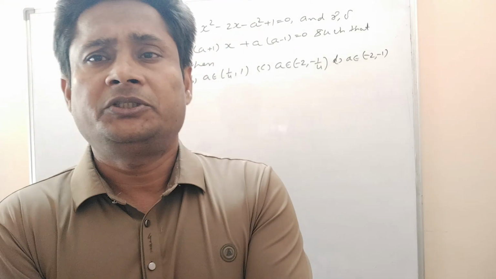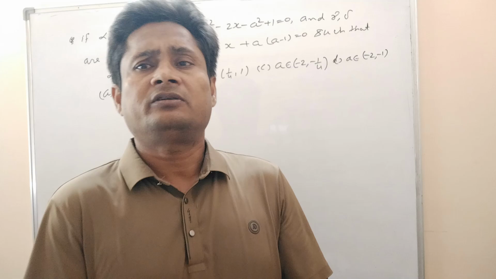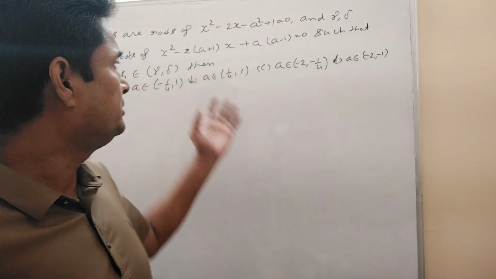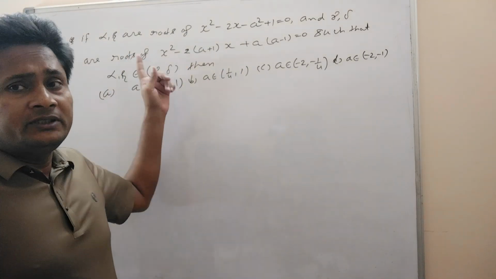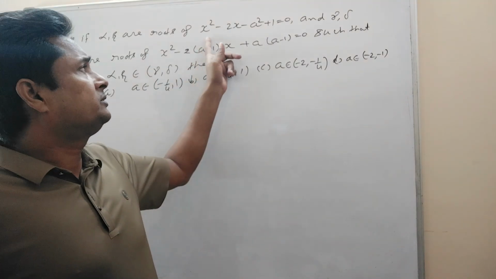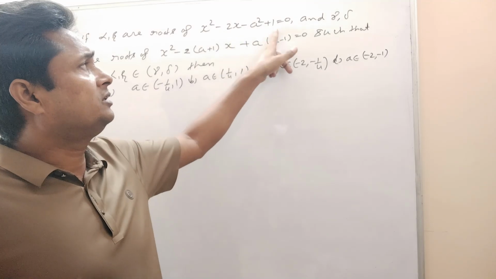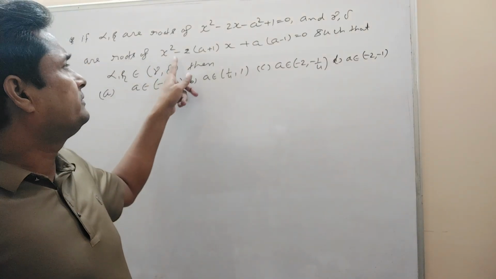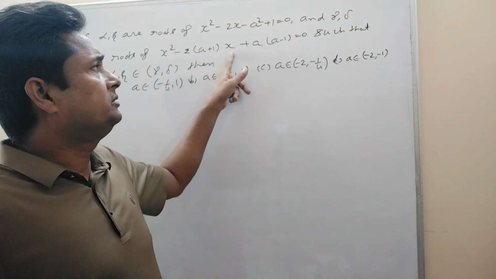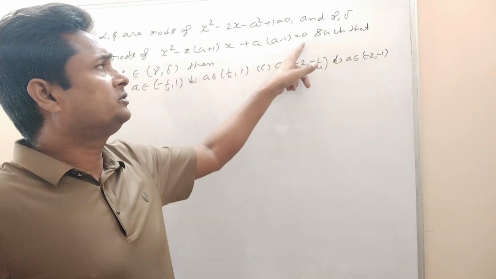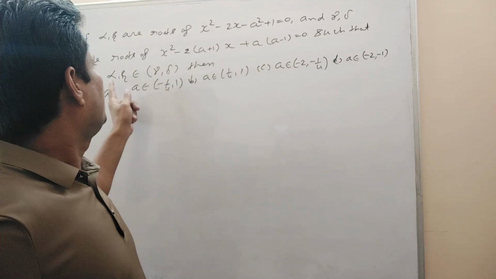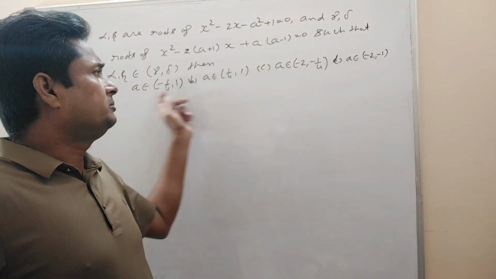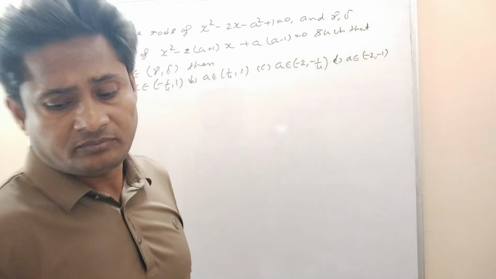We are discussing questions based on location of roots of quadratic equations. So let us do this question. If alpha, beta are roots of x square minus 2x minus a square plus 1 is equal to 0, and gamma, delta are roots of x square minus 2 times (a plus 1) into x plus a into (a minus 1) equal to 0, such that alpha, beta belongs to (gamma, delta), then which of the options are correct?